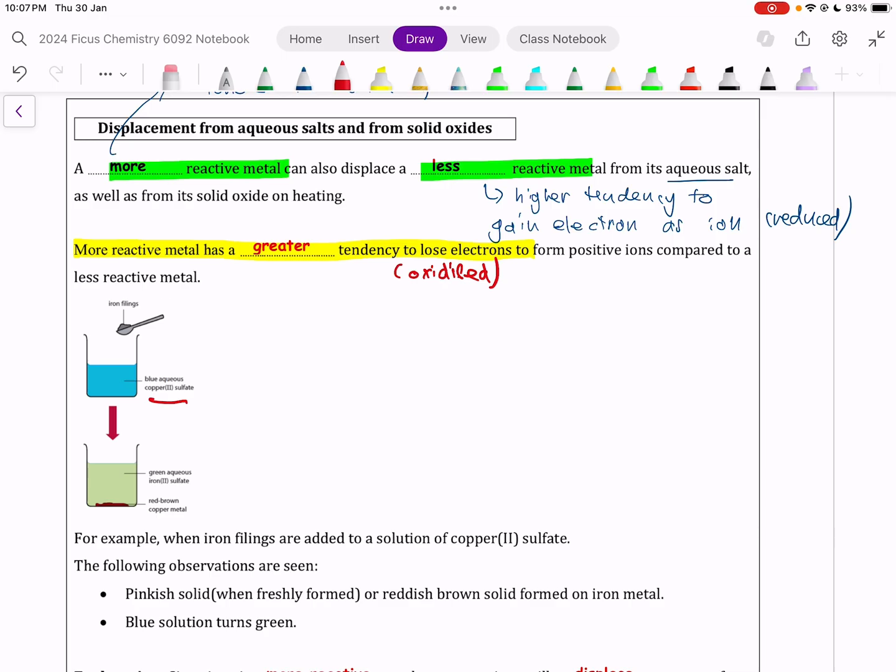Then you ask yourself, this is like a musical chair. Is this more reactive? If yes, then you will displace the copper 2 ions, the copper from copper 2 sulfate.